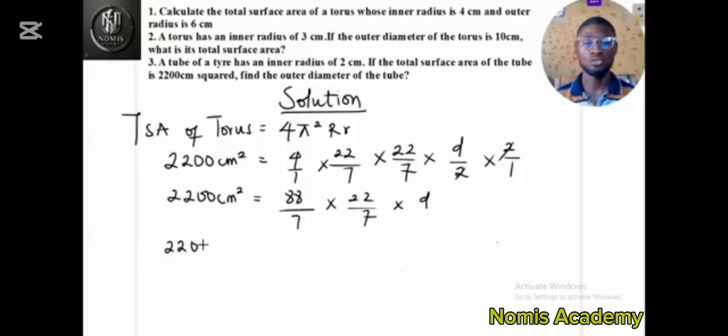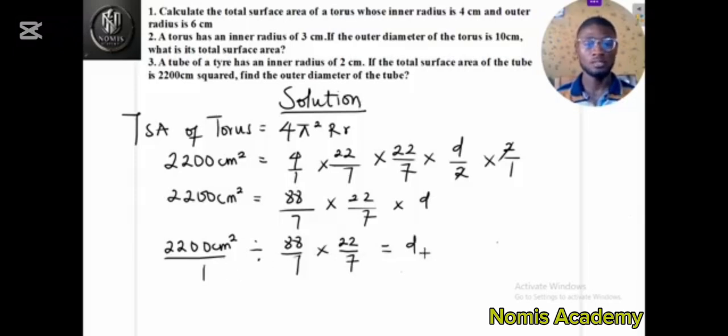Therefore, this becomes 2200 centimeters squared over 1, divided by, because that's the opposite of moving this to the other side, since this is joined with D by multiplication. If I'm moving to the other side, it changes to division. So divide by 88 over 7 multiplied by 22 over 7. So it's equal to D.